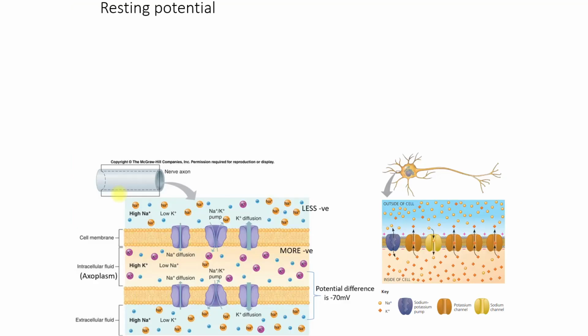Okay, so the video already told you about the propagation of the action potential on the myelinated axon and non-myelinated axon, as well as how the potential difference across the membrane of a neuron triggers the action potential. Okay, so now let's continue with resting potential.